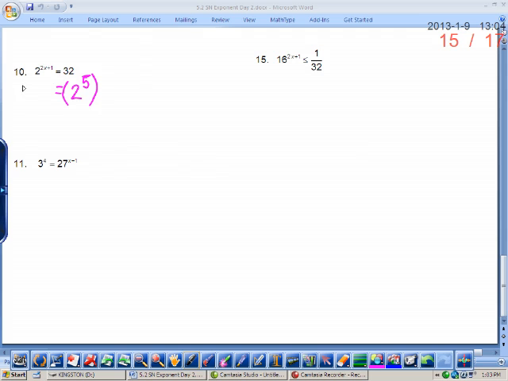Okay, so I have 2 to the 5th. Now on the left, I still have 2 to the 2x plus 1. So now this just looks like our other problems, right? So we can set 2x plus 1 equal to 5. 2x equals 4. So x equals 2. I would definitely double check your work. So plug 2 back in. If I plug 2 back in up here, I would have 2 to what power? 2 to the 5th. And does that equal 32? Yeah.